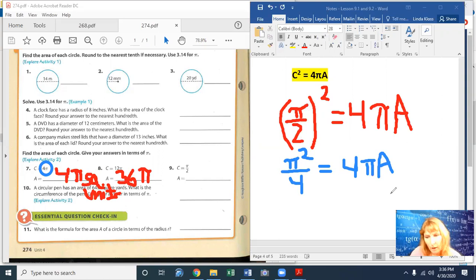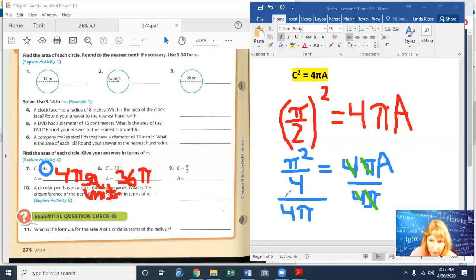I have to divide both sides by 4 pi here. And I got to divide this one by 4 pi. Don't get tricked on this one. This one's a little weirder. Okay. Let's see what we got going on now. So now these 4's will cross off. The pi's will cross off. We'll be left with A, which is what we want.